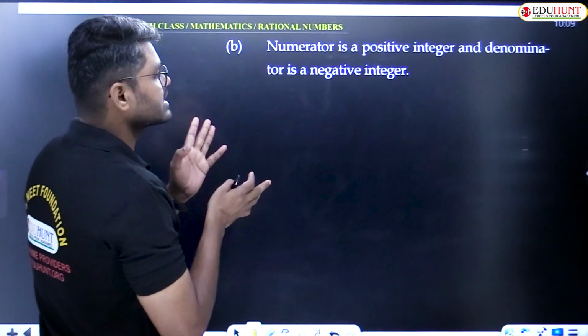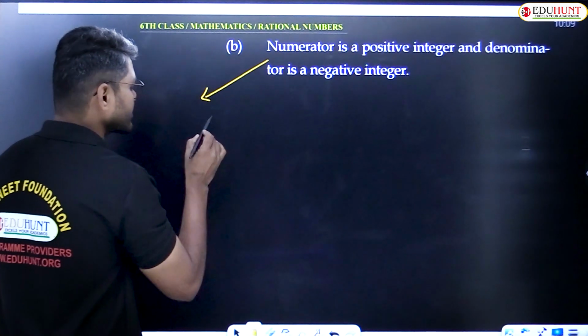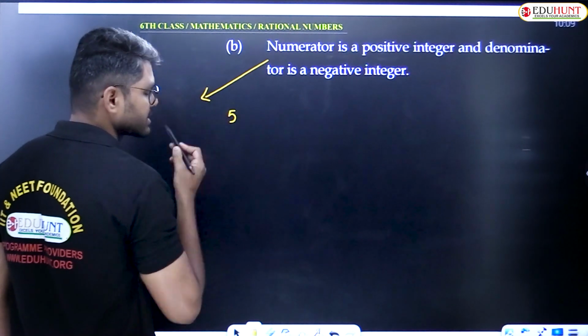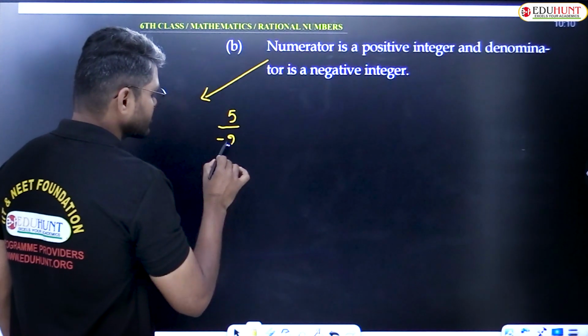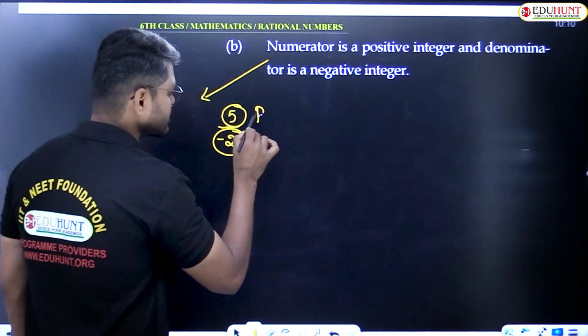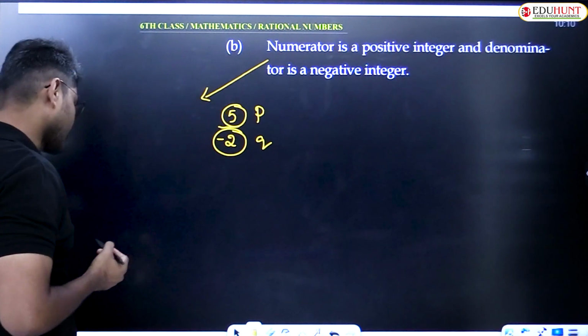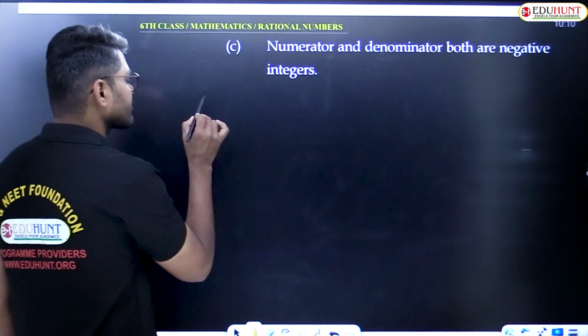Numerator is a positive integer and denominator is a negative integer. Numerator is a positive integer, yes, 5. You can take any number. Minus 2. This is positive and this is negative. Satisfied.